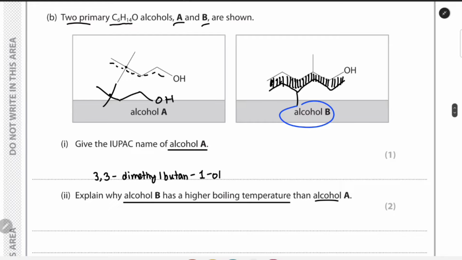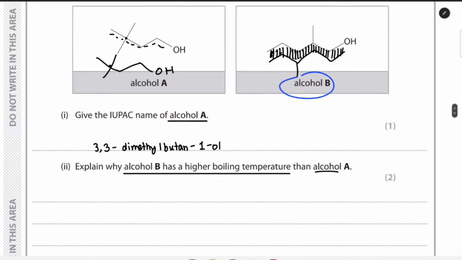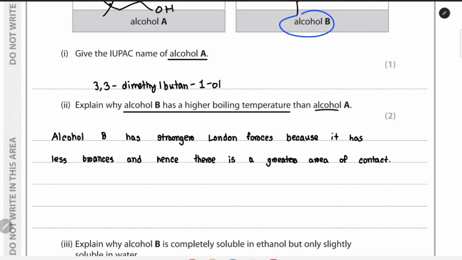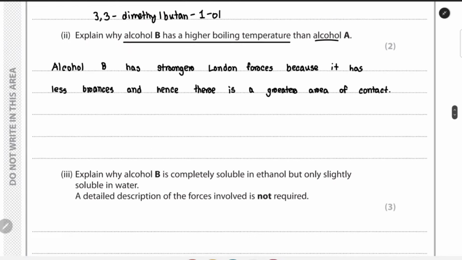So the London forces for alcohol B will be greater, since there is a greater surface area. This causes the boiling temperature to be higher as more energy is required to break those bonds. And that's why alcohol B has a higher boiling temperature than alcohol A.